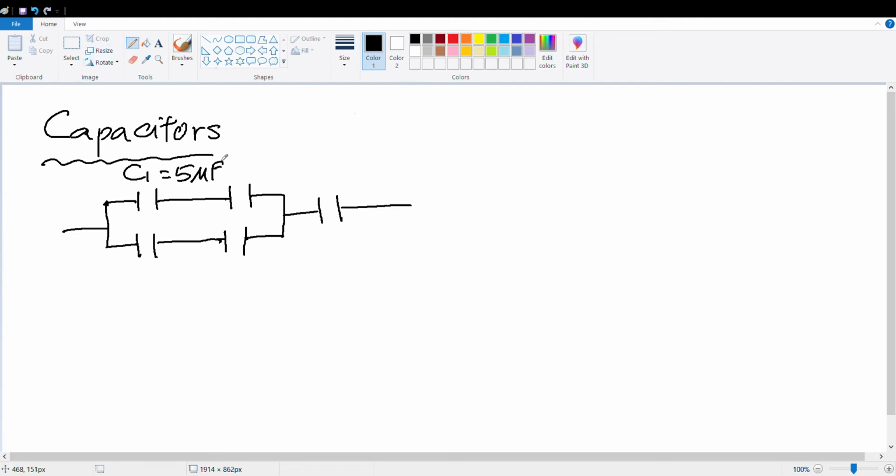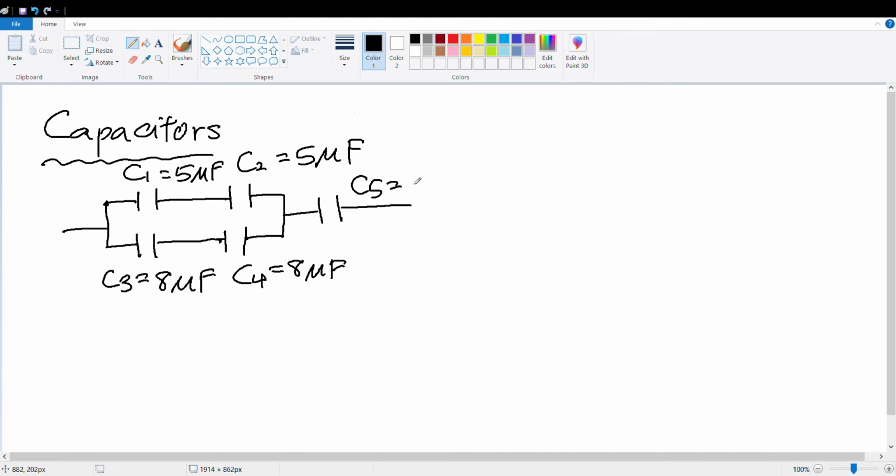Okay, so the second capacitor is also 5 mF as well. As for the third capacitor, my third capacitor will be 8 mF. And the same goes for the fourth capacitor, 8 mF as well. As for C5, it is actually 20 mF. So our main objective is to find out the total capacitance exerted in this circuit. Alright, so let's count it step by step.